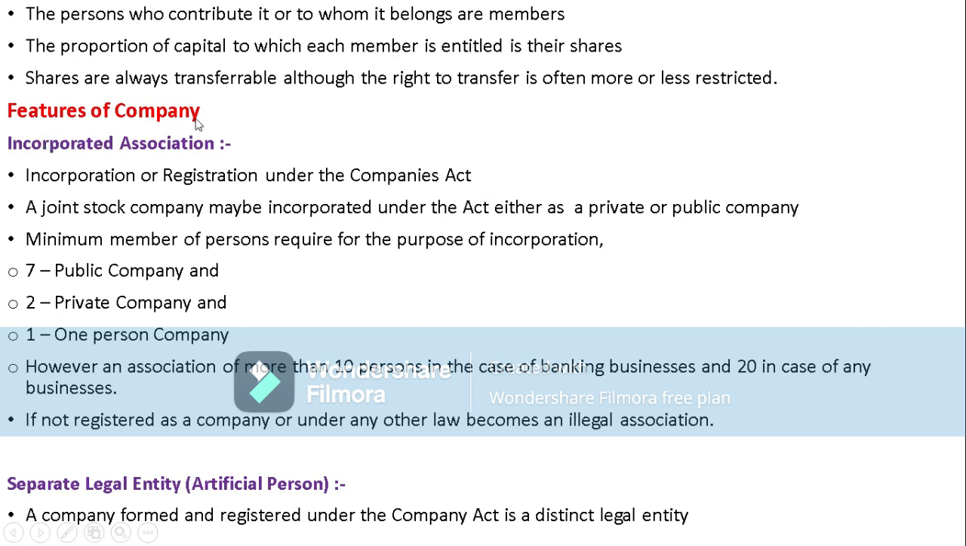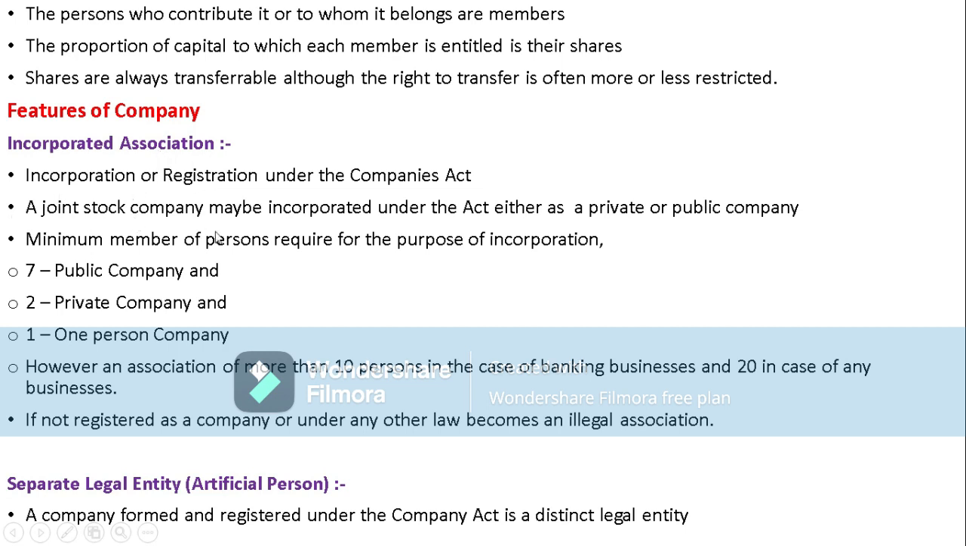So the first feature of a company means, if we want to have a company, we definitely have to register that company with the ROC. ROC is nothing but the Registrar of Companies. If we want to keep a company, we have to go and register that particular company. That is known as the incorporation of association. So this is the first and foremost feature of the company.